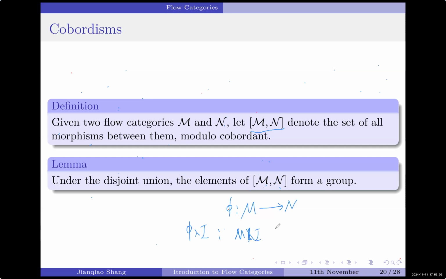is a map from M times I to N. Here times I means that I multiply every element in M by the interval. So M and M itself are cobordant. So M plus M equals 0, and the elements here form a group.